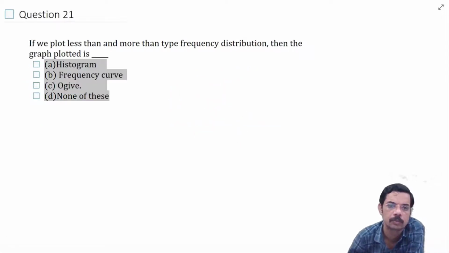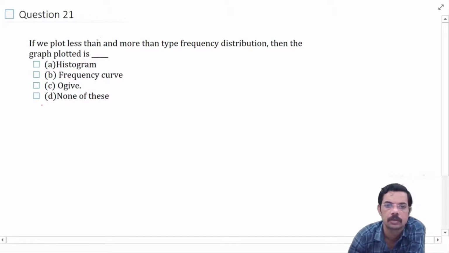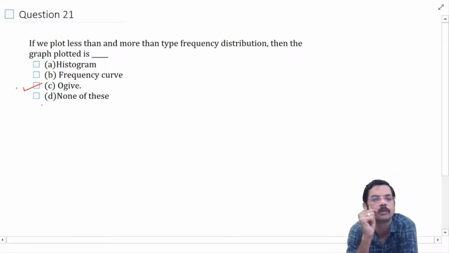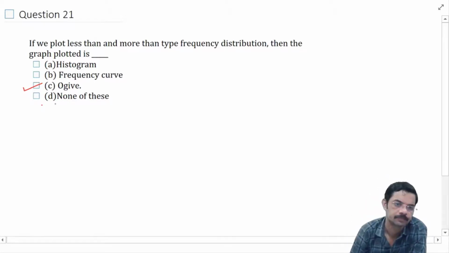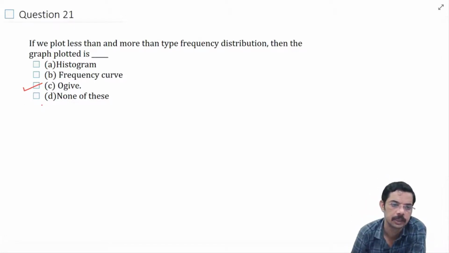Now question number 21. If we plot the less than and more than type frequency distributions, that is the Ogives, then the dash graph is plotted. Again here we have answered the questions. We get that it is the Ogive. The less than type and more than type cumulative frequency curves are called Ogives. Next question. Question number 22.